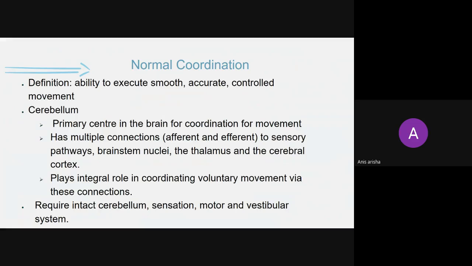Coordination can be defined as the ability to perform smooth, accurate, and controlled movement. Basically, coordination is controlled by the cerebellum, because the cerebellum has multiple connections to the sensory pathway, brainstem, thalamus, and cerebral cortex. However, in order to perform coordination, we also need intact motor, sensation, and vestibular function, aside from having normal cerebellar function. Next.